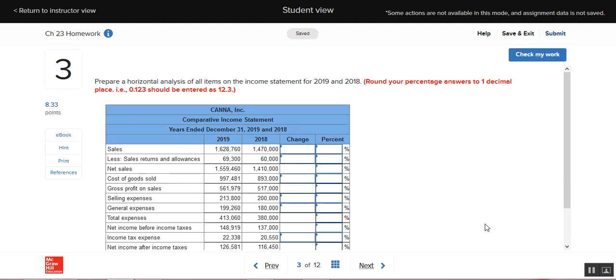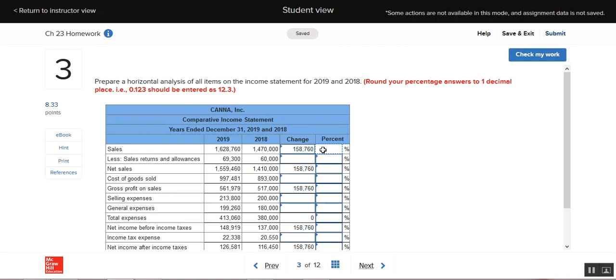All right. Horizontal analysis is a little bit different. We are looking at our calculations across rather than down. So we're looking at the change from year to year. So for sales, the column that has change is just the dollar amount change that was made, 1,628,760 minus 1,470,000. It's like it was a $158,760 change, if I did that right.